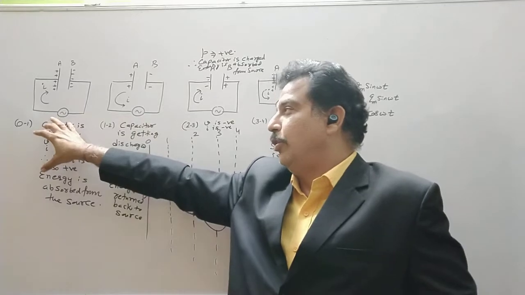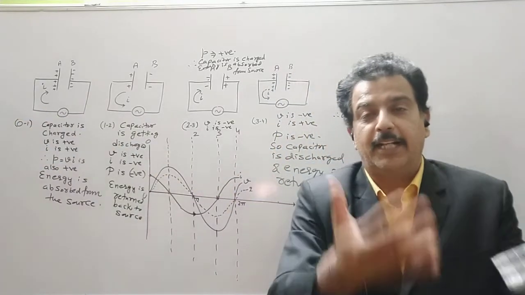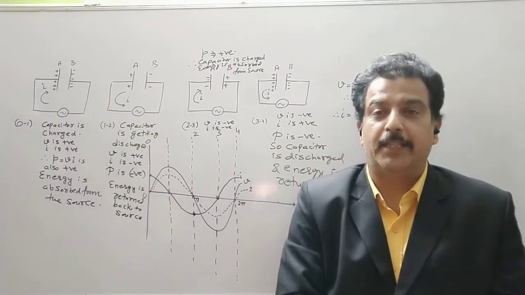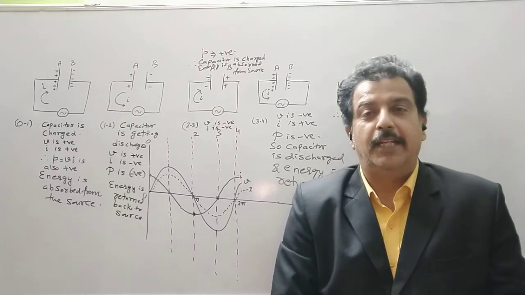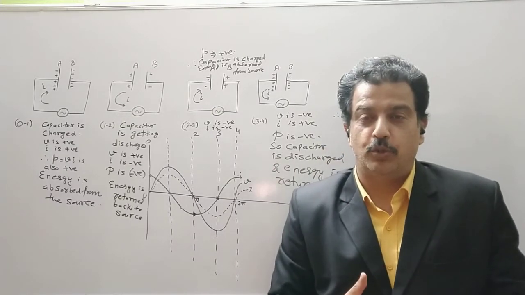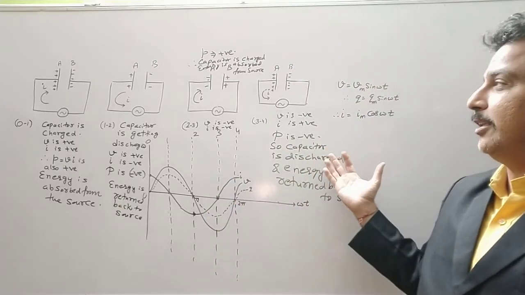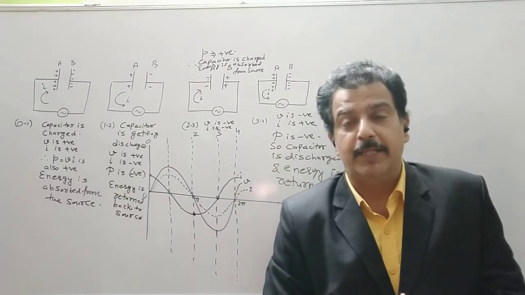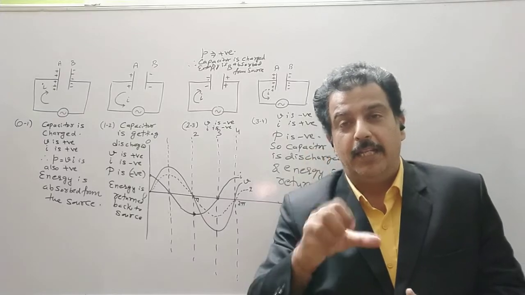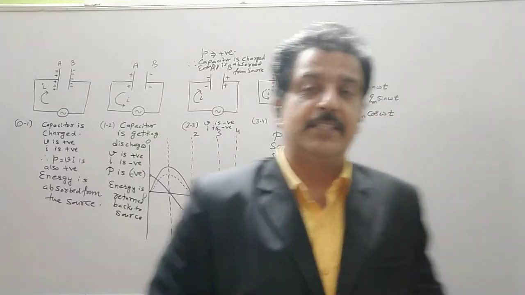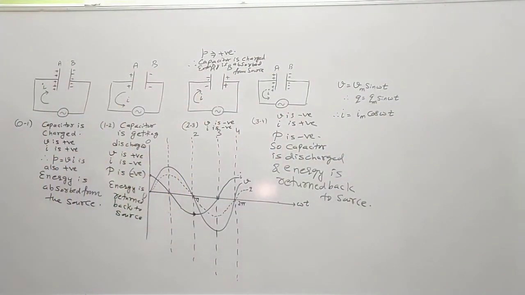So absorption, or you can say it takes energy from the source, it gives back the energy to the source, then again it takes energy from the source, but its polarity is reversed, again it gives back the energy. So if it is an ideal capacitor, the energy absorbed or used by the capacitor is zero, and therefore the capacitor is used to store electrical energy.